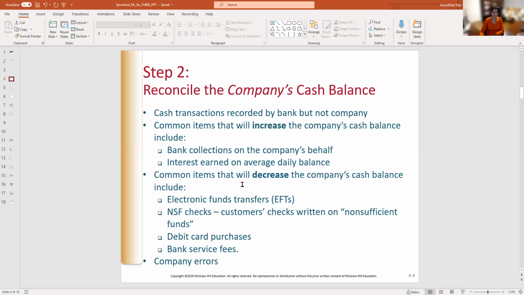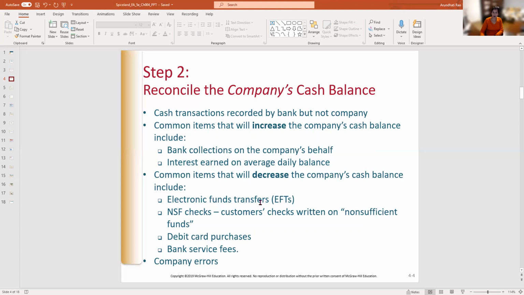Now, reasons why your balance is decreased. The bank has decreased your balance because you have electronic fund transfers. So you had given information to the bank, giving them standing instructions to pay your BG&E bill, your Verizon bill, your T-Mobile bill, whatever those bills are.